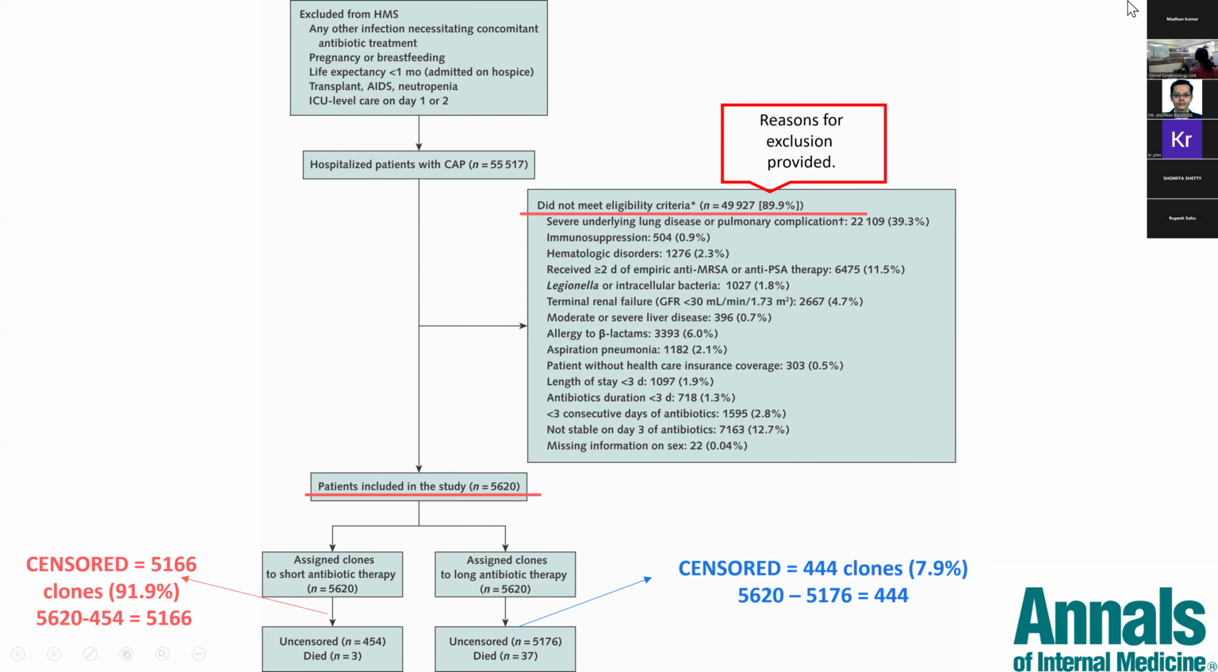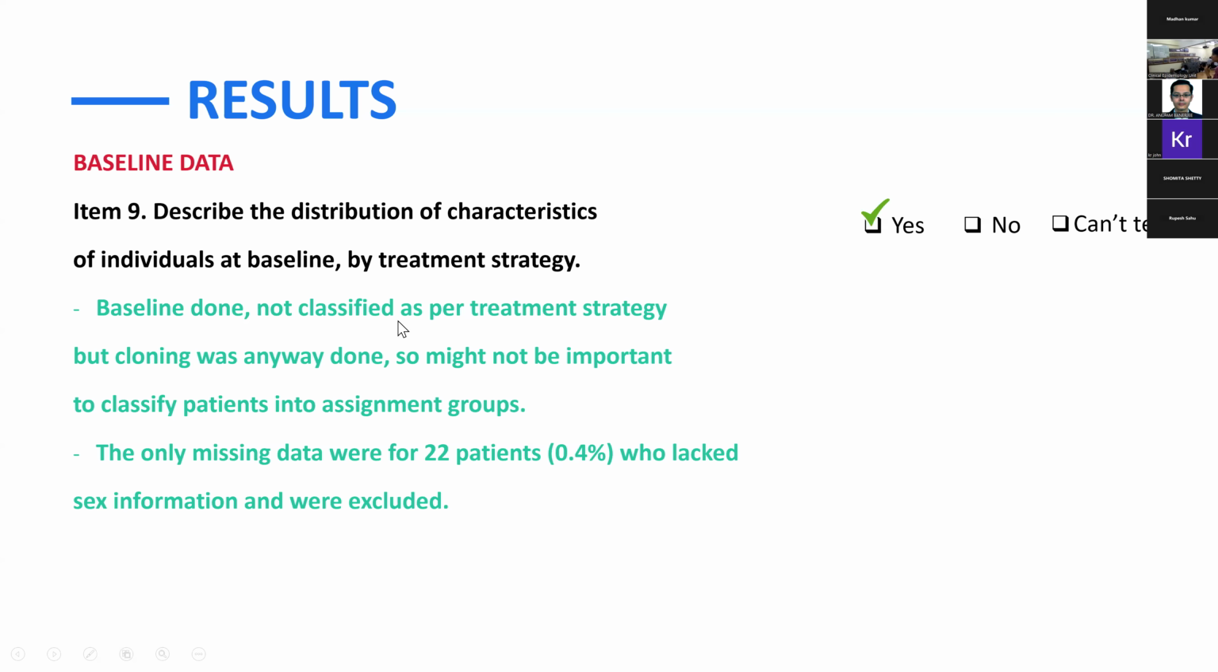So, this is what will happen. Whatever you try to emulate in an RCT, you can never emulate to the full extent of an RCT. There will always be some baseline difference. So, baseline data, they have done a baseline. They have not classified it as per the treatment strategy, but anyway cloning was done. So, you need not really classify. Missing data for 22 patients were excluded.